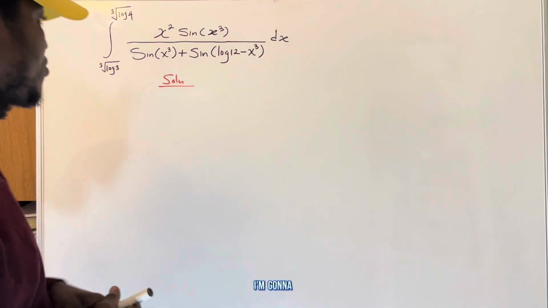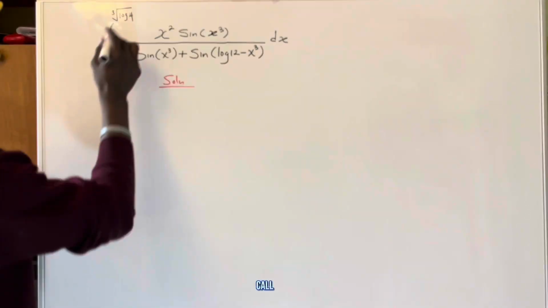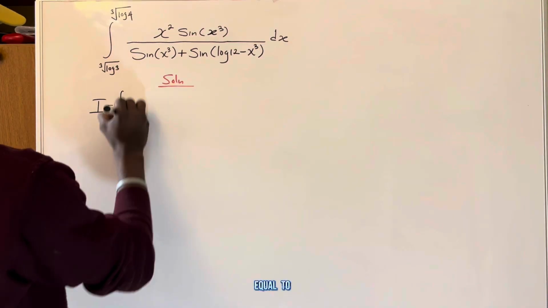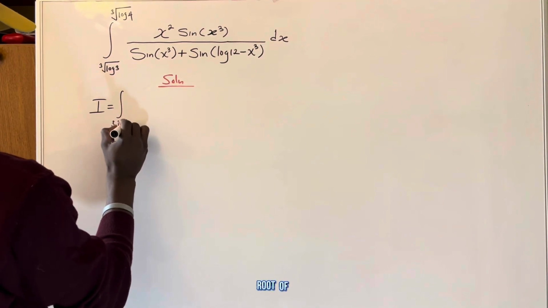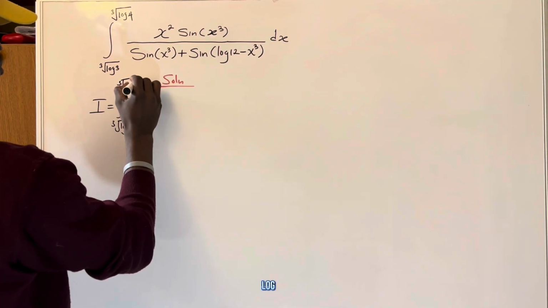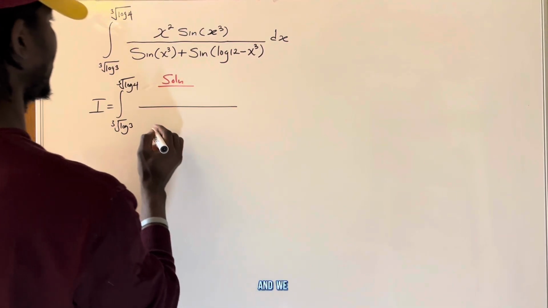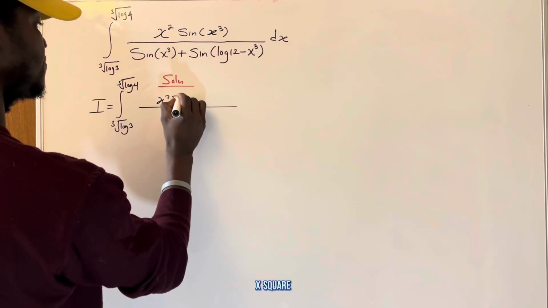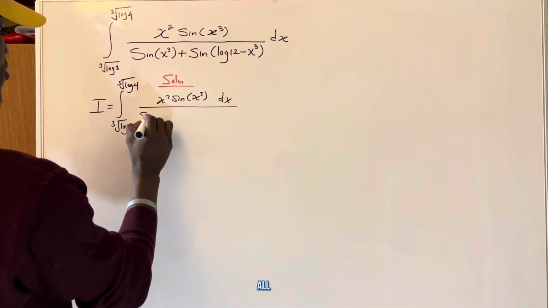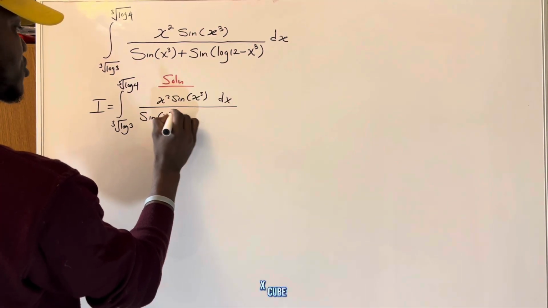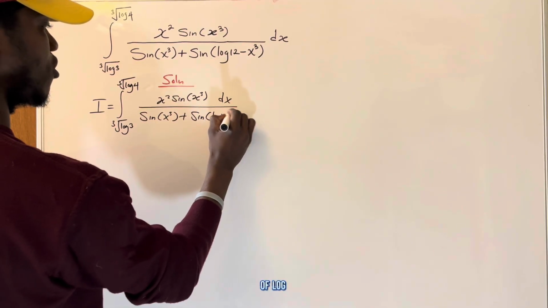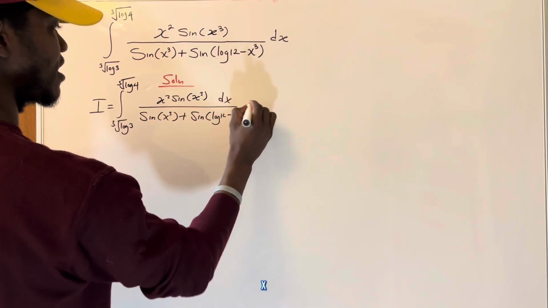So the first thing I'm going to do here is I'm going to call this integral r. So we say r is equal to the integral from the cube root of log of 3 to the cube root of log of 4 of x squared sine of x cubed dx all over sine of x cubed plus sine of log 12 minus x cubed.